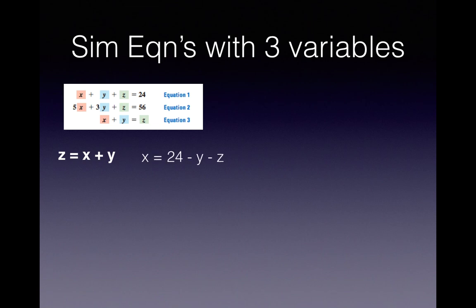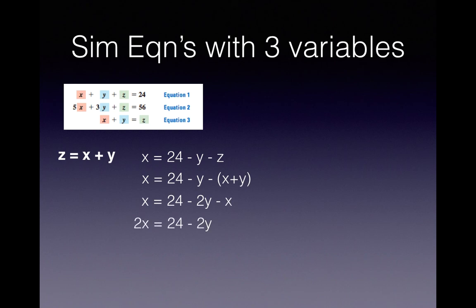So what I have is I've taken the top equation, I've rewritten it. So x is equal to 24 minus y minus z. And instead of z, I can put in x plus y. Now I'm going to simplify that. Bring the minus x over. And then I'm going to divide everything by 2. Right? Now what I can do is I can take that x value and put that into equation 2.